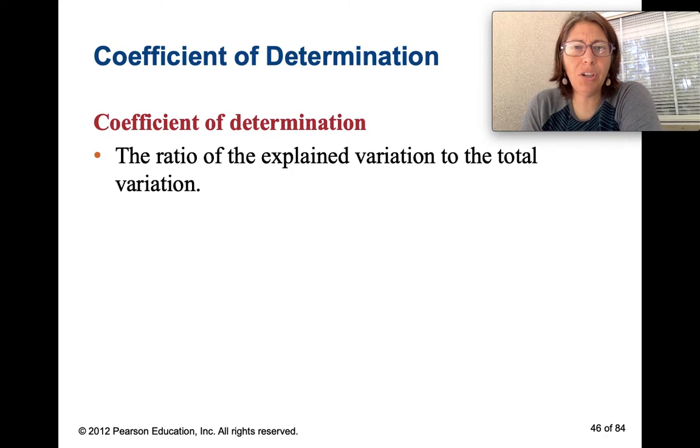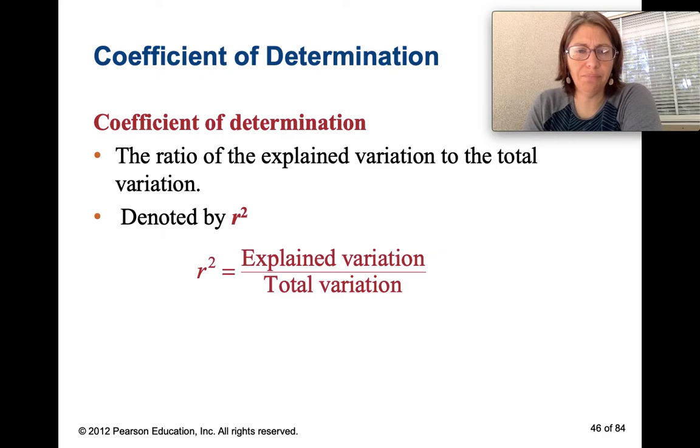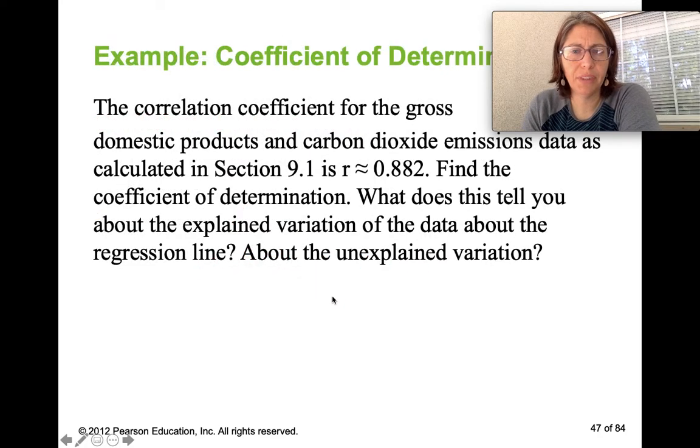All right, the coefficient of determination. This is the ratio of explained variation to the total variation. It's denoted by r squared. R is your regression coefficient, and if you square that, you've got the coefficient of determination. And that's the explained variation over the total variation.